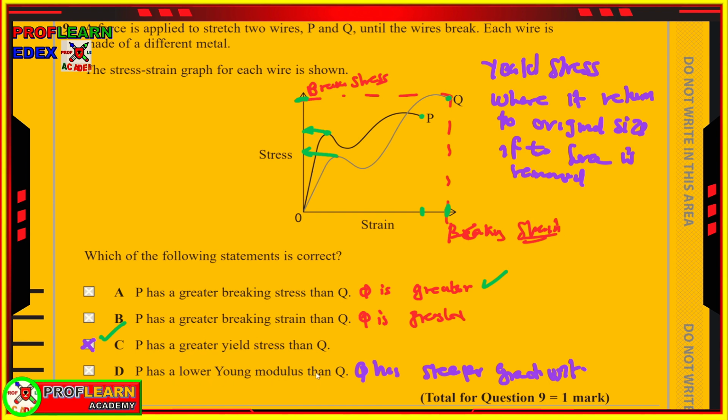P has a lower Young's modulus. Remember, Young's modulus is obtained from the gradient of the graph. And then we can see Q is less steep than P. So P is having a higher Young's modulus because of the graph being steeper. So D is also not correct.